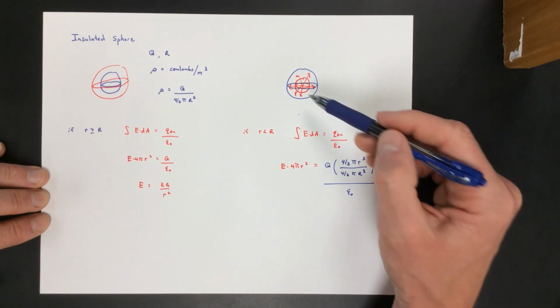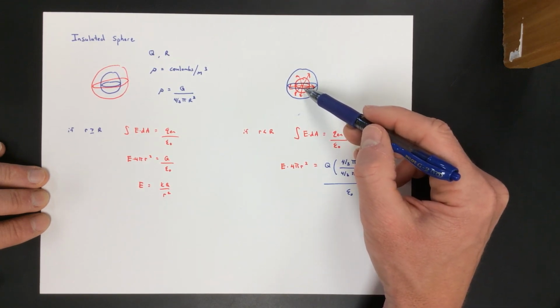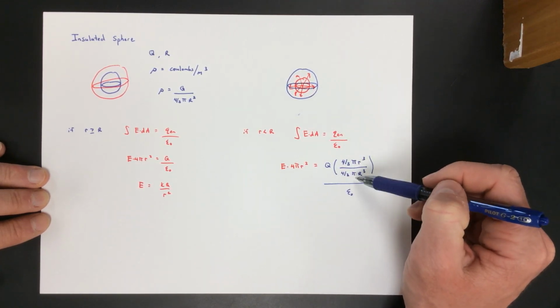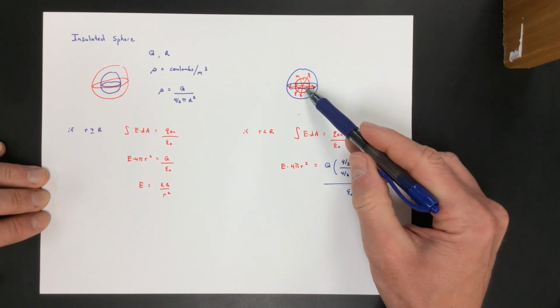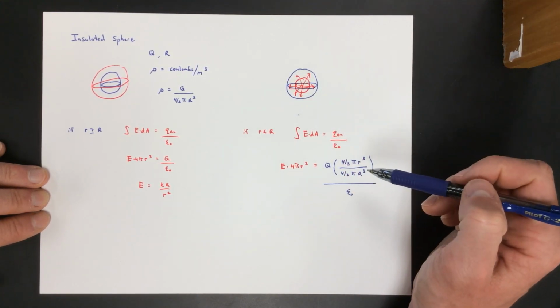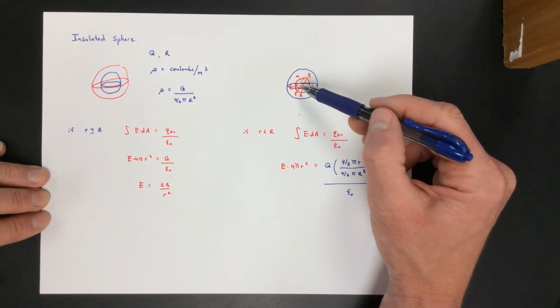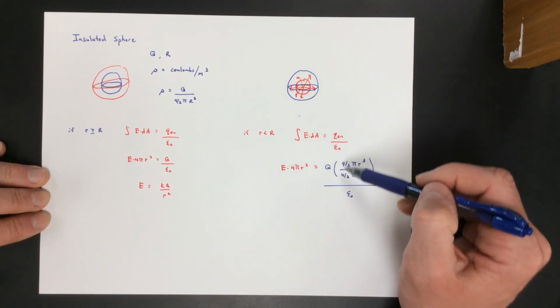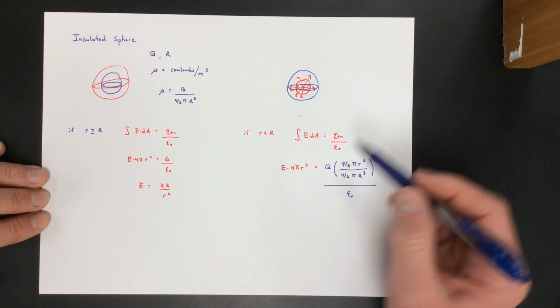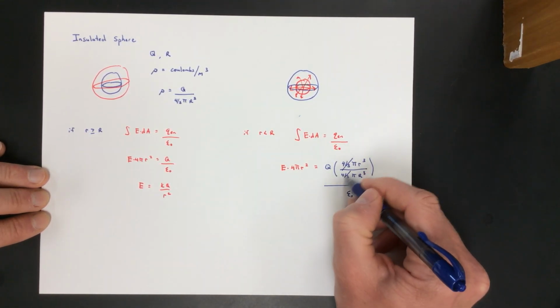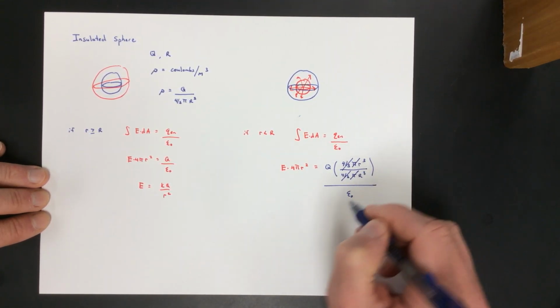The percentage of the charge you've enclosed of the total is the same percentage of the volume that your sphere takes up relative to the total sphere. Hopefully this makes sense, meaning if your red makes up half of the total of the blue, well then you enclosed half of the charge. Again, look how this will cancel really nicely.